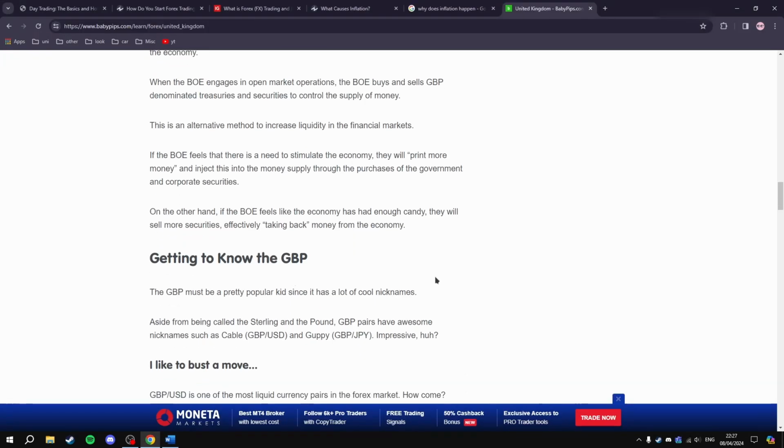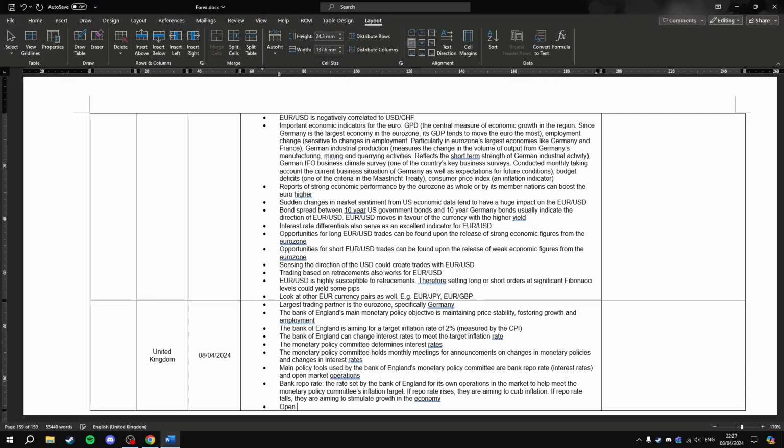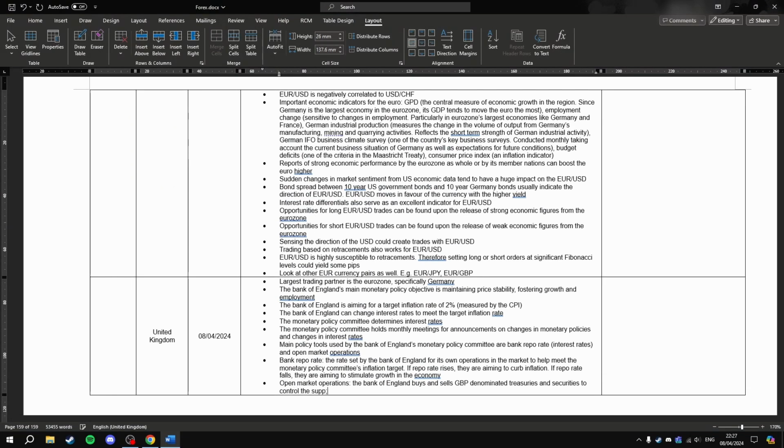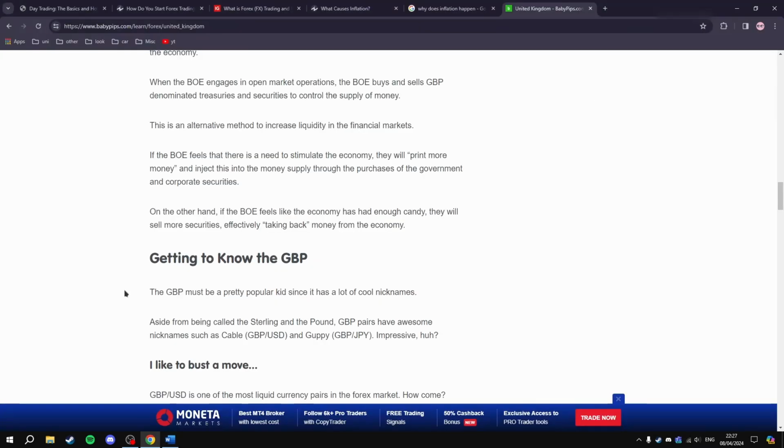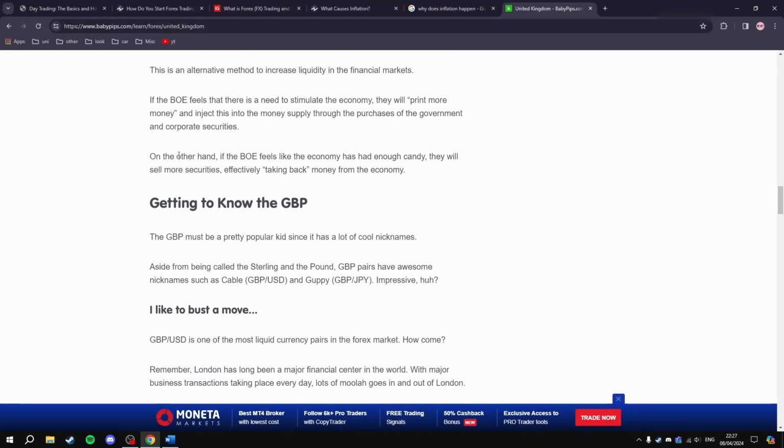When the Bank of England engages in open market operations, it buys and sells GBP-denominated treasuries and securities to control the supply of money. This is an alternative method to increase liquidity in financial markets.